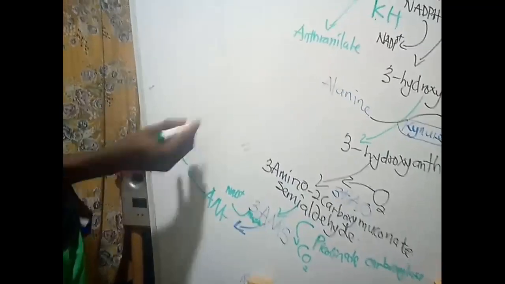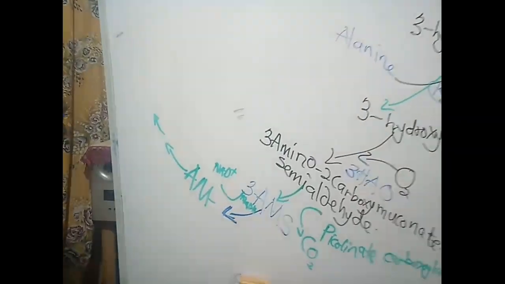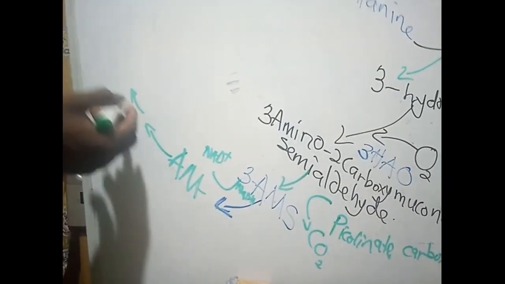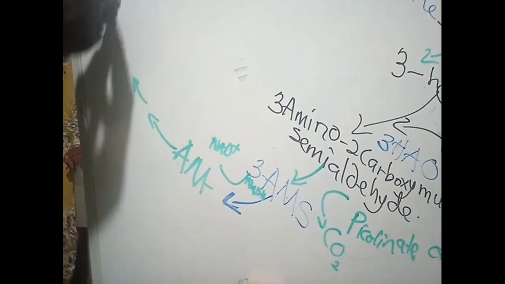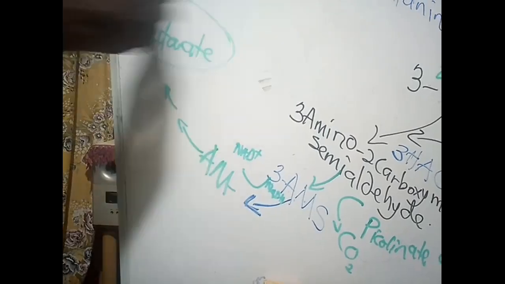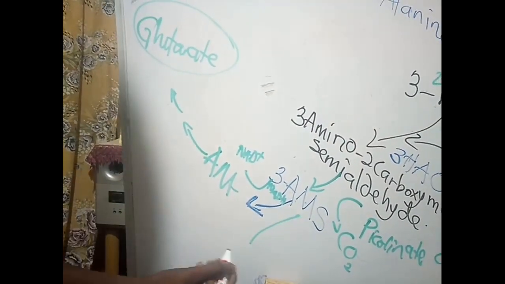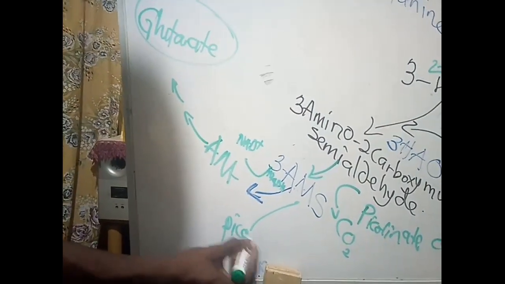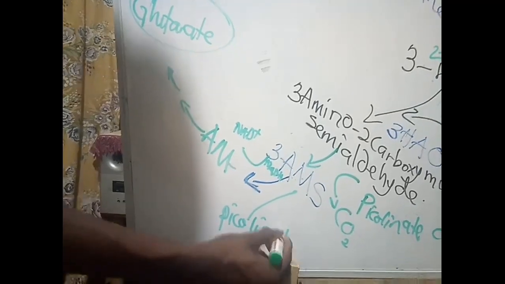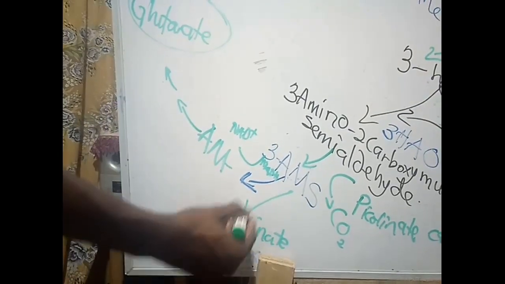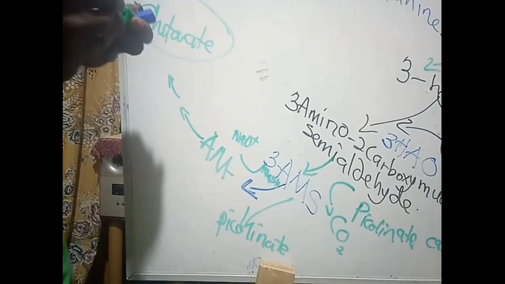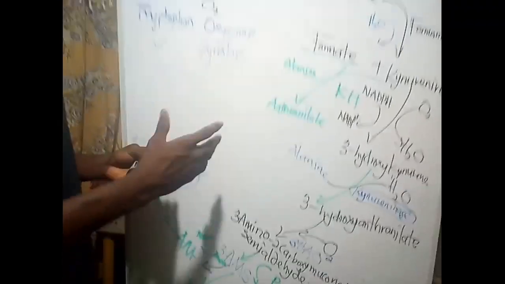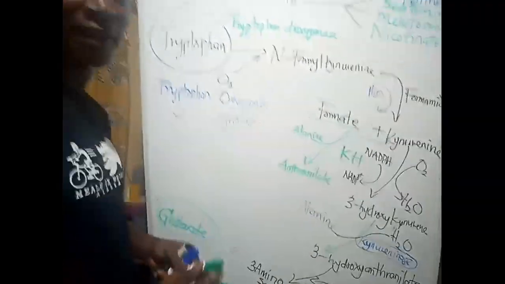And finally, there is a series of reactions that will lead to the production of what? Glutarate. So that is our important molecule. And then at this step, we can produce picolinate. This is a non-enzymatic reaction to produce picolinate. So generally, this is the overview of the metabolism of tryptophan.